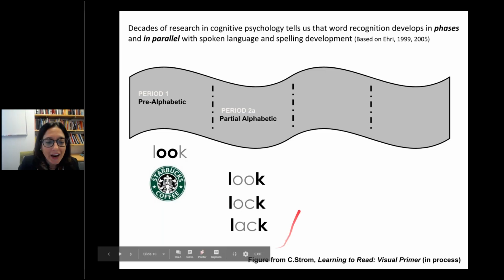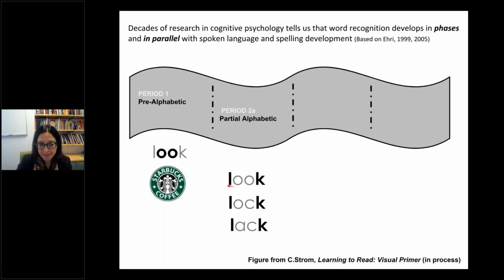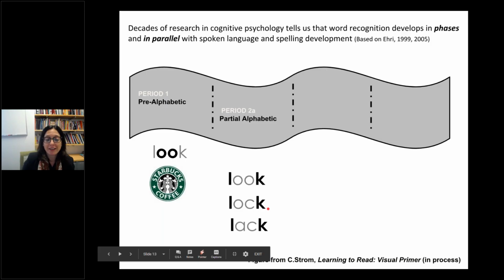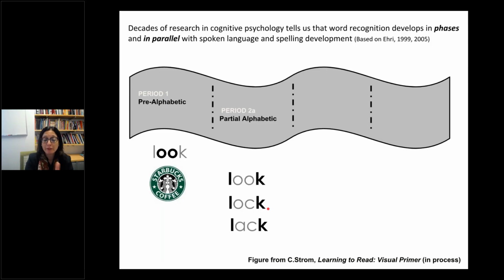So a real key characteristic of the partial alphabetic phase is lack of vowels. It's very common in the partial alphabetic phase for kids to be using initial and final letters and not using vowels. And it's very important that if kids are at this phase, right, we focus on instructing on medial vowels.